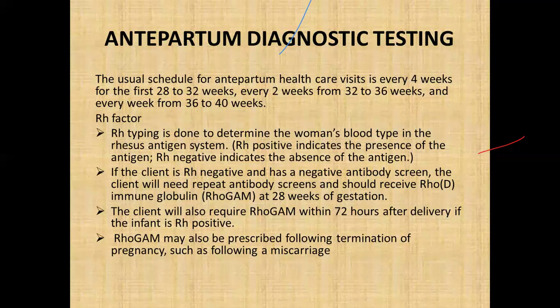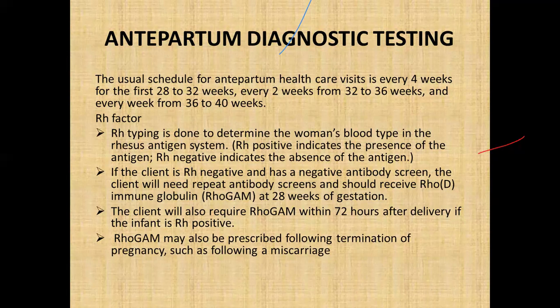So Rhesus typing is done to determine the woman's blood type in the Rhesus antigen system. Rhesus positive indicates the presence of antigen, and Rhesus negative indicates absence. If the client's Rhesus is negative and has a negative antibody screen, the client will need a repeat antibody screen and should receive ROGAM at 28 weeks of gestation. This is what I want everybody to understand. All that I spoke, I just wanted you to understand the physiology behind all that I said.